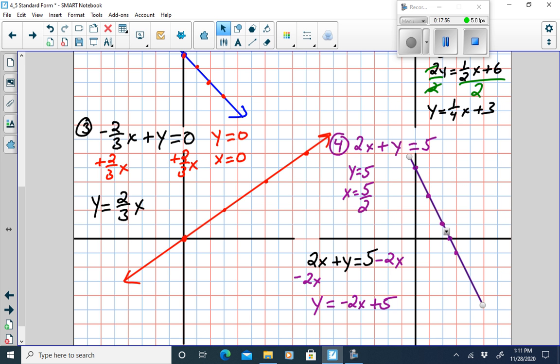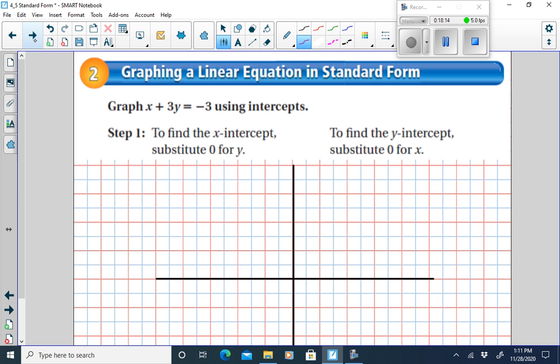So we're able to use the slope and the y-intercept, or we're able to use the x-intercept and the y-intercept to graph equations. And the goal is just to be more efficient math students. So the more choices or options we have to graph these equations, the better off we're going to be.